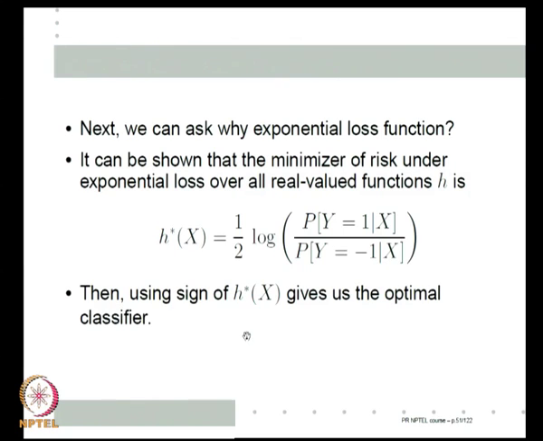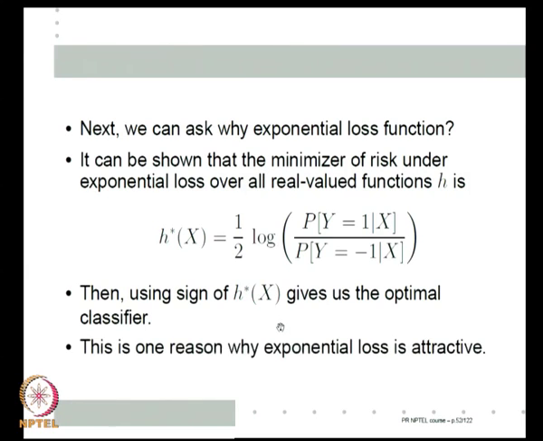So, essentially if I use sign of h star(x), I get the optimal classifier, right. If I can find h star, the minimizer of risk under exponential loss, and use its sign, that will give me the Bayes optimal classifier, right. Of course, this is over all real valued functions, but that notwithstanding, this is a very interesting reason why one should look at exponential loss. This is, as a matter of fact, one of the reasons why the exponential loss function is attractive and used in many pattern recognition applications. So, with this we will take that we want to use exponential loss, right.